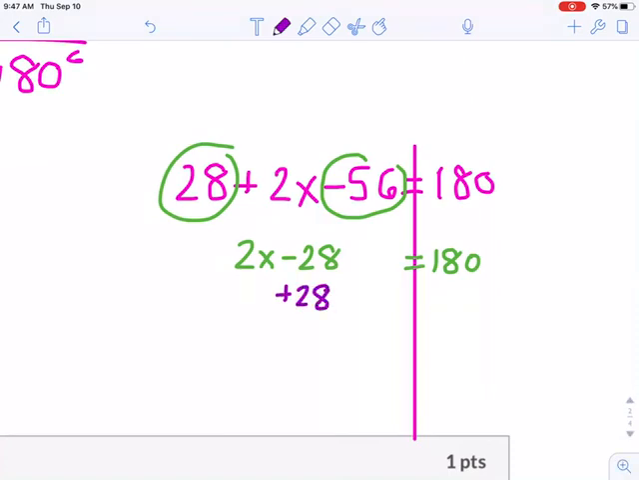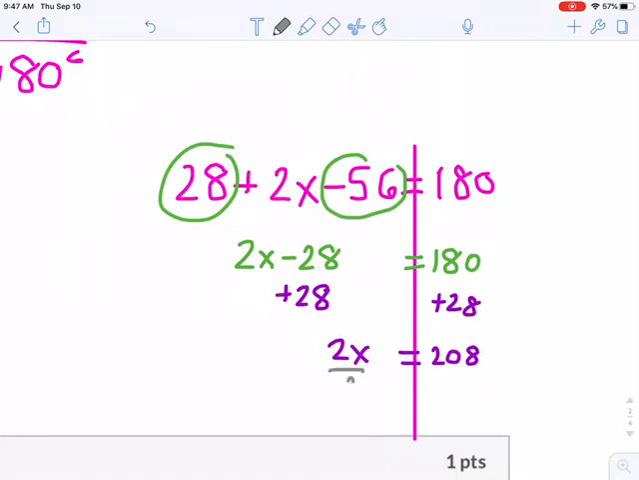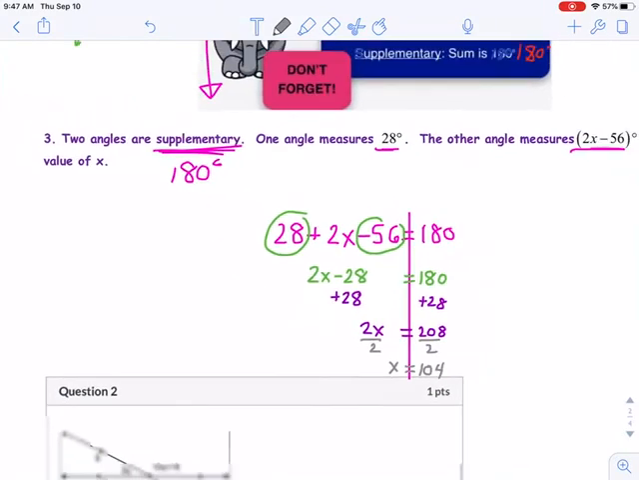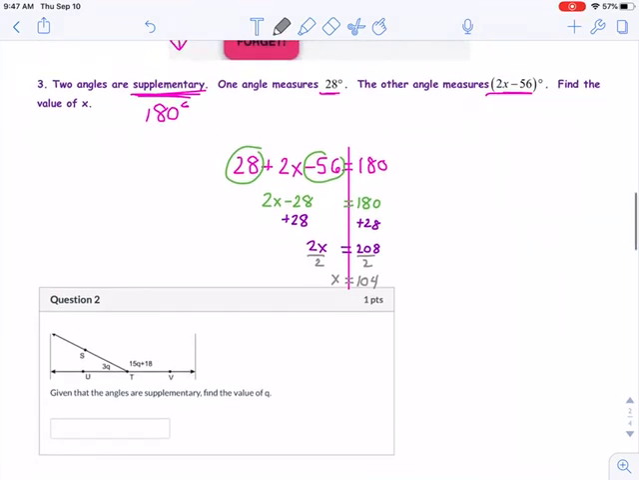So now I need to get x by itself. So I'm going to add 28 to both sides. I'm going to have 2x equals 208. And then I'm going to divide by 2. Because how do you undo multiply? 2x, 2 times x. How do I undo that? By dividing. So x equals 104. And it told me to find the value of x. I did. I'm so proud of myself.